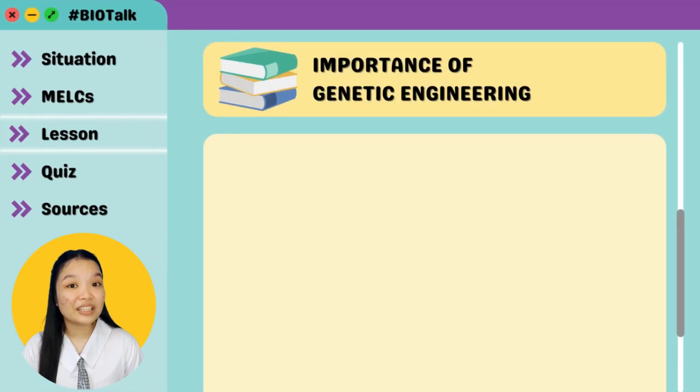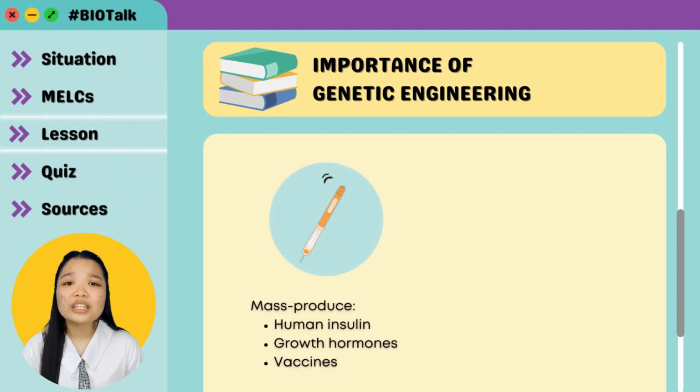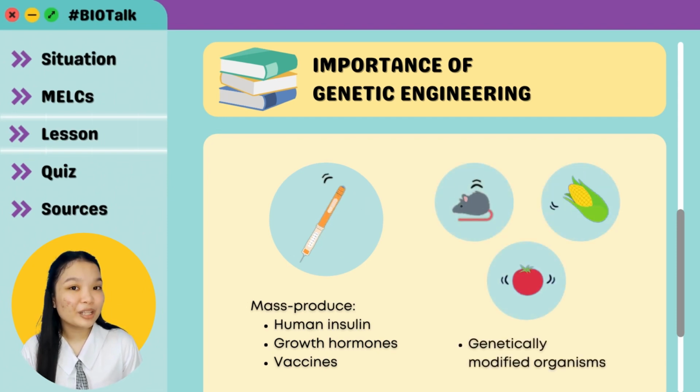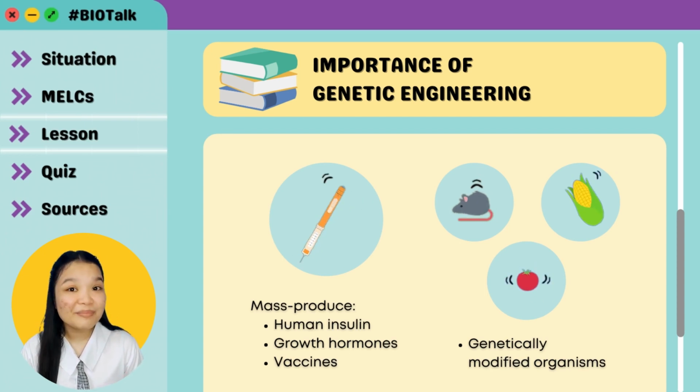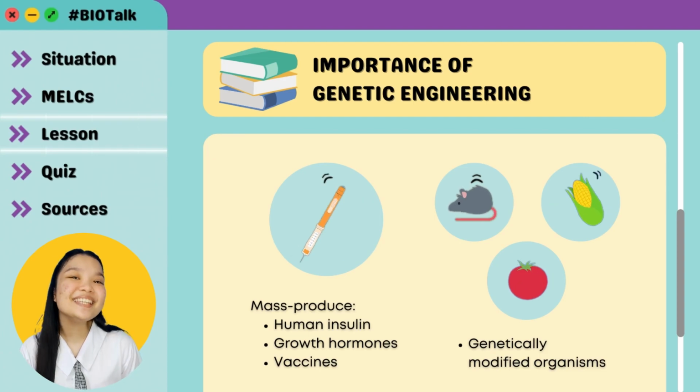Meanwhile, the importance of genetic engineering stems from its applications in different fields. In medicine, genetic engineering has been used to mass-produce insulin, growth hormones, vaccines, and many other drugs. Another purpose, for example, is the introduction of a gene from a bacterium that produces a toxic chemical into a maize plant to make it harmful to specific insects that eat it.